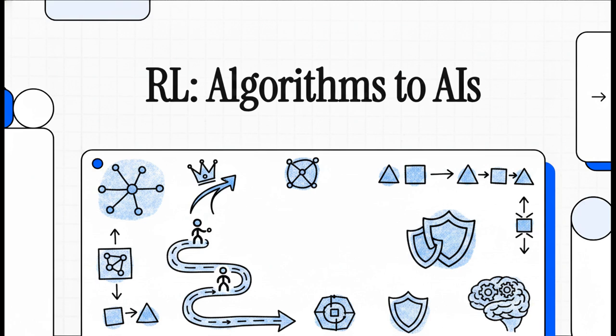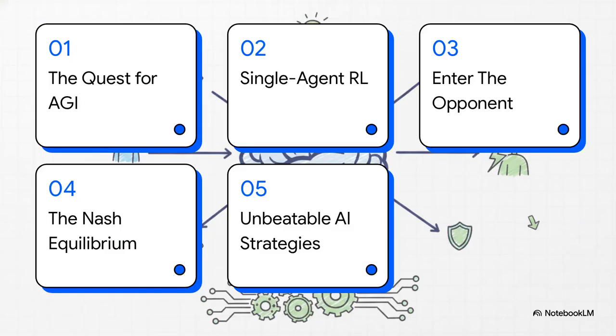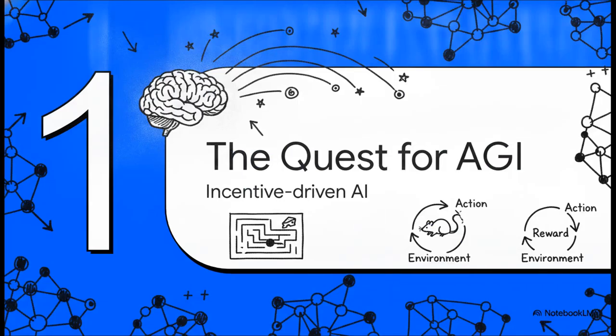It's really wild stuff. Okay, here's our roadmap for today. We'll start with a quest for AGI, then look at single-agent reinforcement learning. After that, we'll enter the opponent, dive into the Nash equilibrium, and wrap things up with unbeatable AI strategies. Let's jump right in. Section 1.